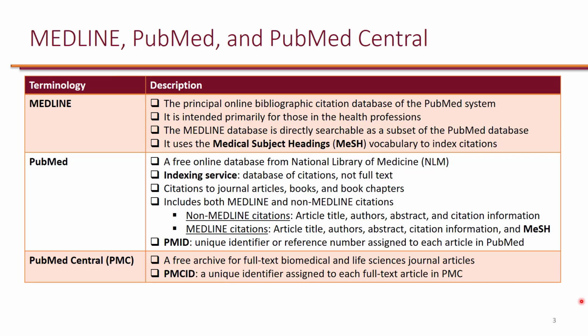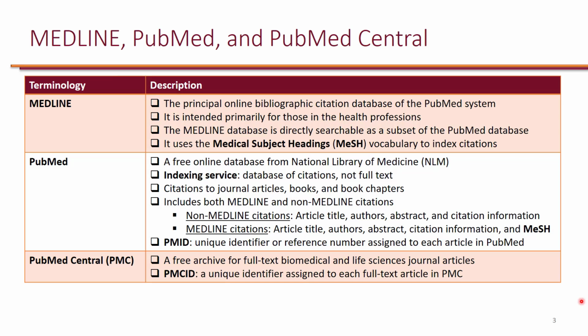Now, what you will find on PubMed is both MEDLINE and non-MEDLINE citations. Both include article title, authors, abstract, and citation information. For MEDLINE citations specifically, you also get information on the MeSH vocabulary or MeSH keywords. Every article that you find on PubMed has its own unique PubMed ID, and you can use this PubMed ID to locate articles if you happen to know it.